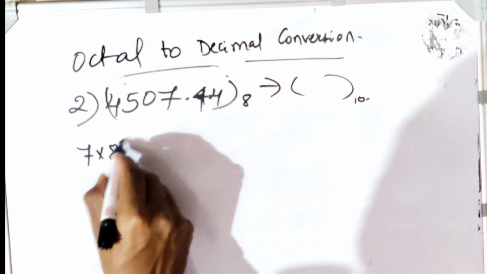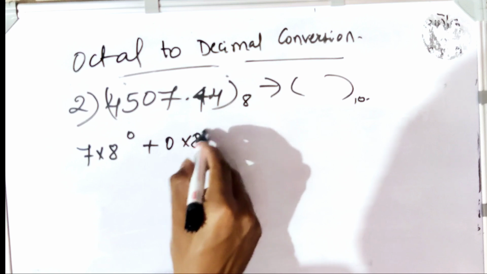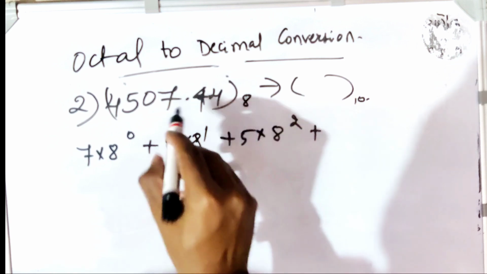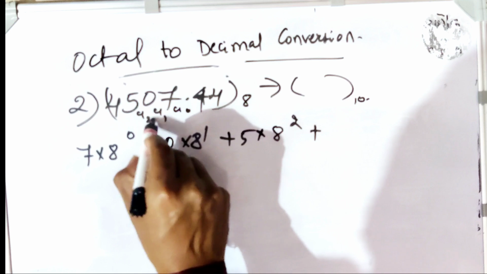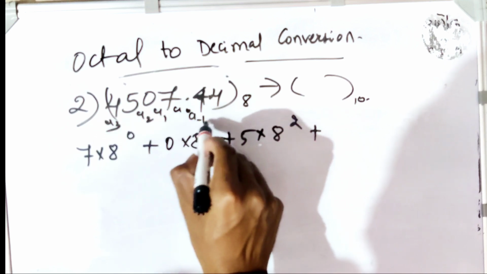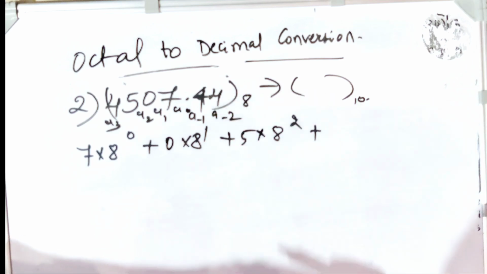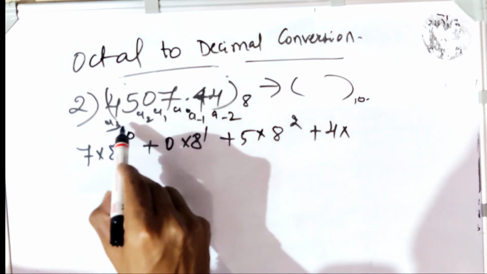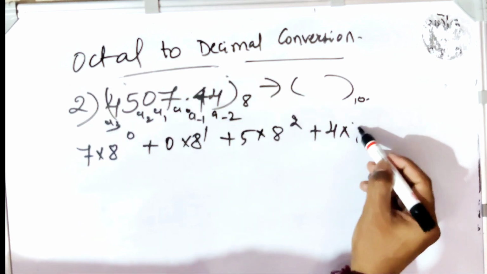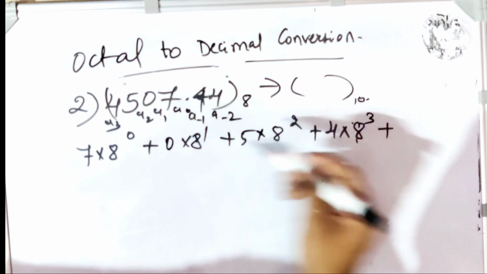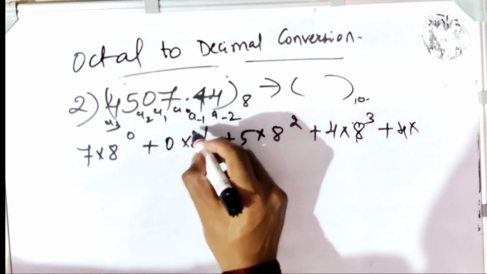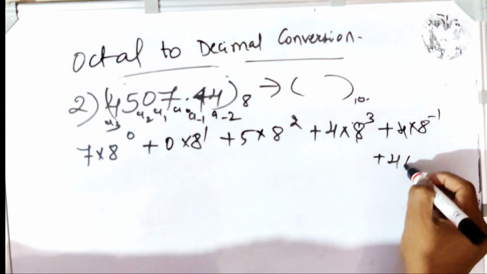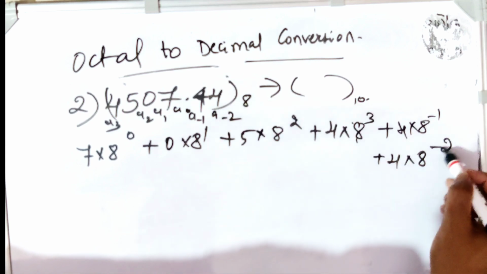7 into 8 to the power of 0, plus 0 into 8 to the power of 1, plus 5 into 8 square, plus 4 into 8 cube. Here this is A0, A1, A2, A3, and this is A minus 1, A minus 2. Simple. So 4 into 8 cube, where the value is A3, plus 4 into 8 to the power of minus 1, again plus 4 into 8 to the power of minus 2.